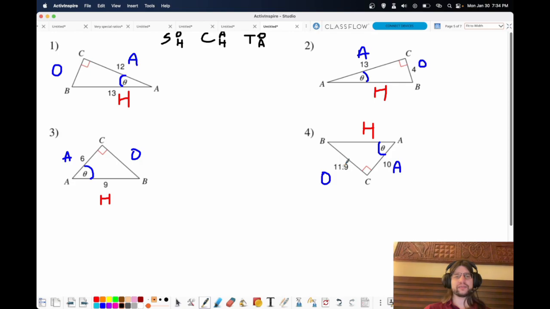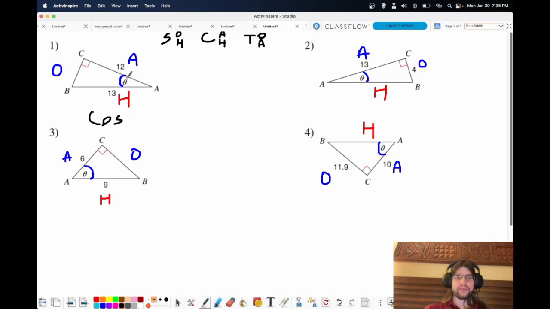Now we have the adjacent is 12. The hypotenuse is 13. The opposite, we don't have the slightest idea. So we're not going to use the opposite because we don't know the opposite. So that crosses out sine and tangent. Do we know the adjacent and the hypotenuse? We do. So let's write down what our ratio should be. It's got to be a cosine.